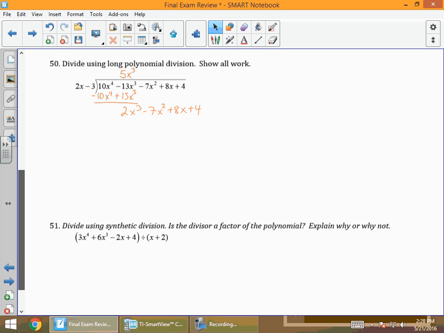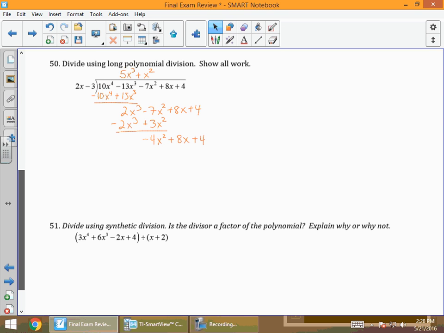Repeat the process. 2x times what will give me 2x cubed? Well, 2 times 1 will give me 2. And x times x squared. So we'll multiply this by x squared. X squared times 2x is 2x cubed. X squared times negative 3 is negative 3x squared. Draw the line. Change the signs. Negative, positive. Add straight down. Negative 7 plus 3 is negative 4x squared. 8x and 4 drop down.